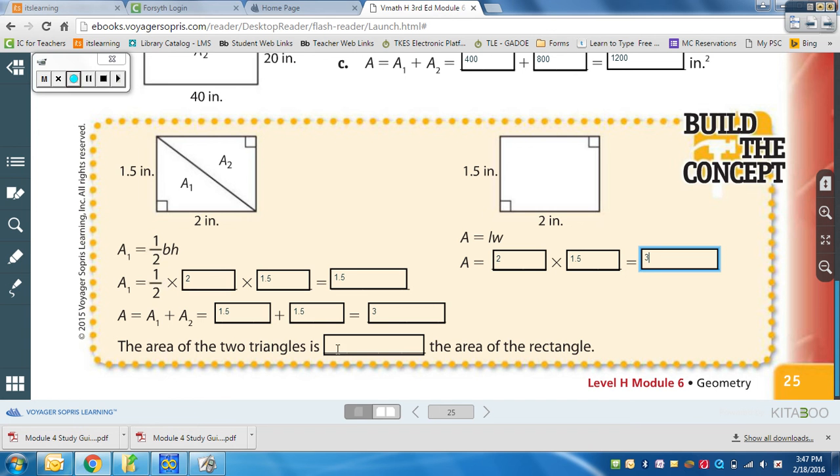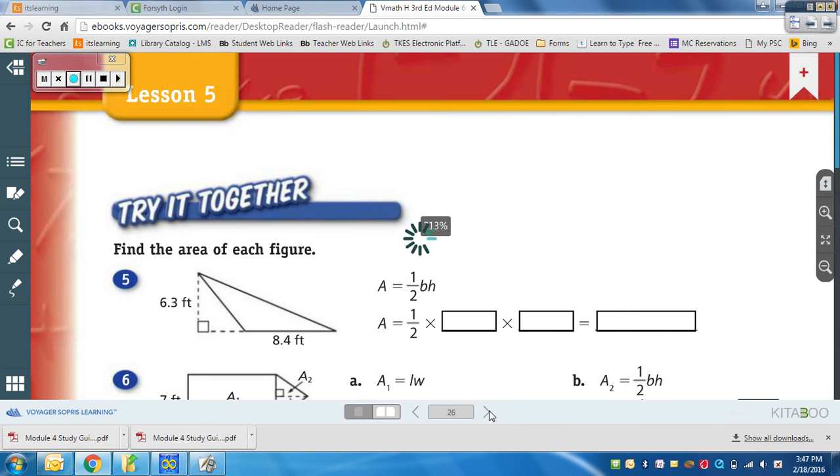So what do you notice? The area of the two triangles is, is it different? No, it's equal to the area of the rectangle. So we made a composite figure using two triangles, and we made it just a single rectangle. And we proved that the area of the composite figure is indeed the same as the area of the whole figure. So let's move on to the try it together.